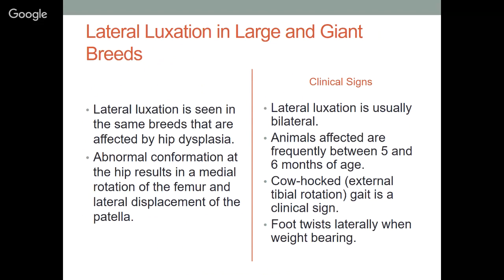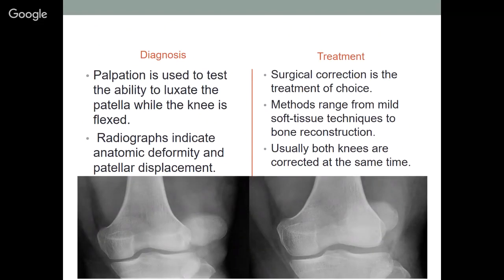The gait is usually a clinical sign. So we'll see them walk in a cow-hocked manner. The foot twists laterally when they are weight-bearing. Diagnosis is by palpation. We can actually move it off to the side, or we can feel the patella on the side. And radiographs will indicate the anatomic deformity, sometimes the patellar displacement. Treatment: surgical correction is the treatment of choice.